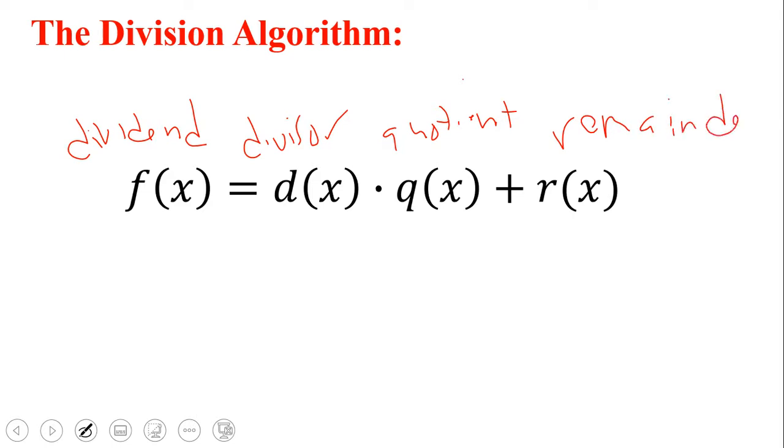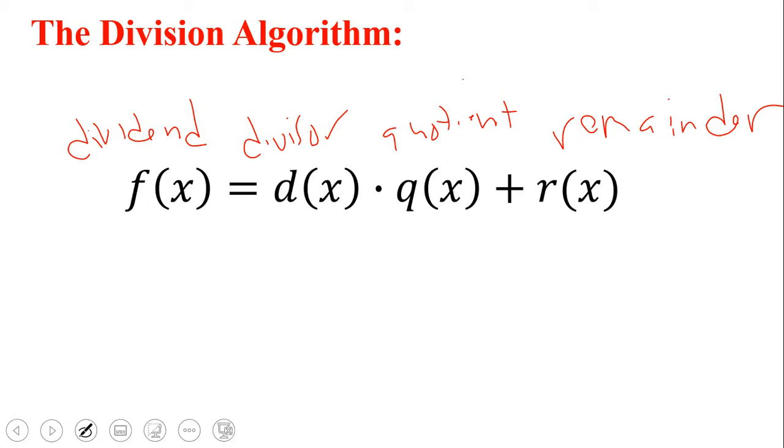So there are some problems in the homework that ask you to use the division algorithm. And here it is right here. They're going to use f of x for the dividend, d of x for the divisor, q of x for the quotient, and r of x for the remainder. If you count them, there are 1, 2, 3, 4 quantities, which means 4 variables, which means if you know any 3 of them, you can solve for the missing one.